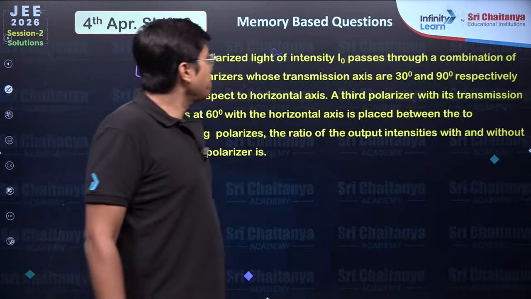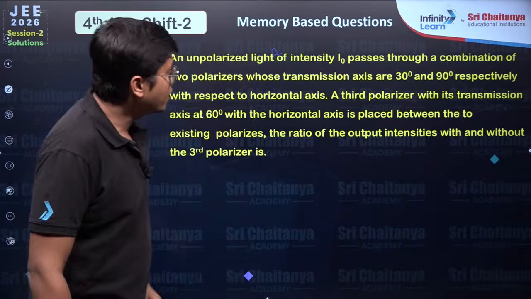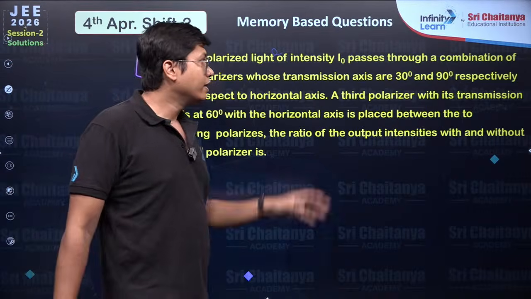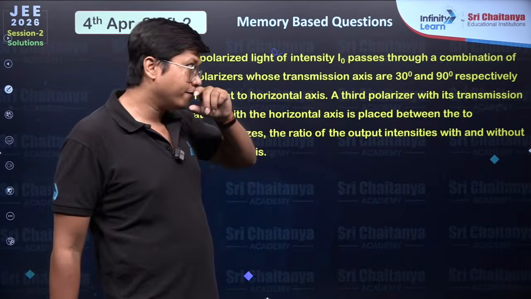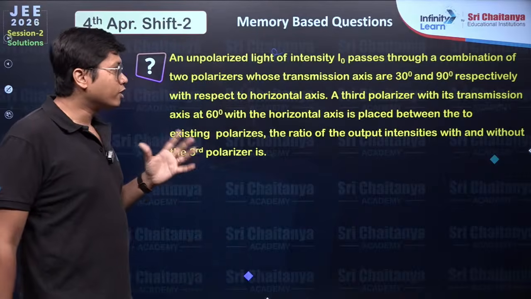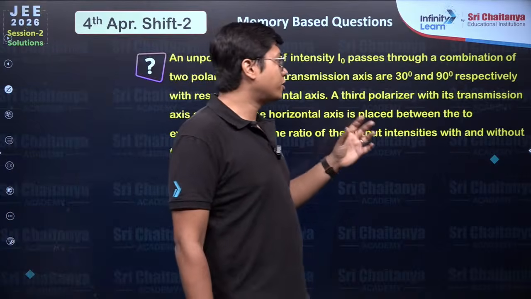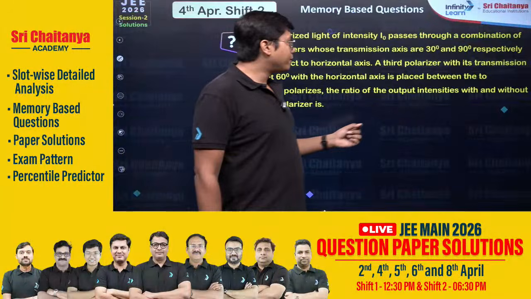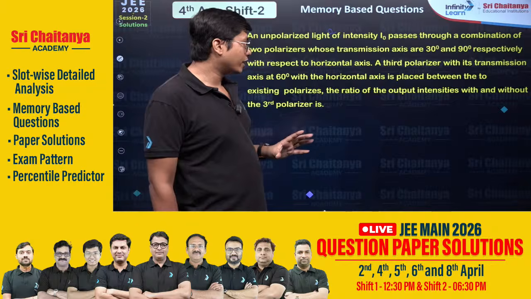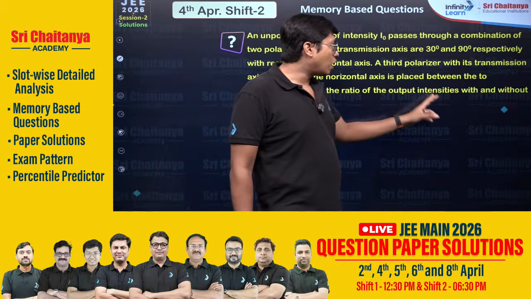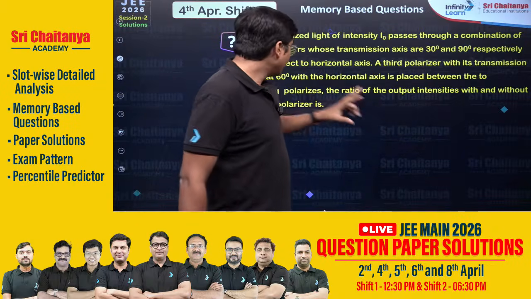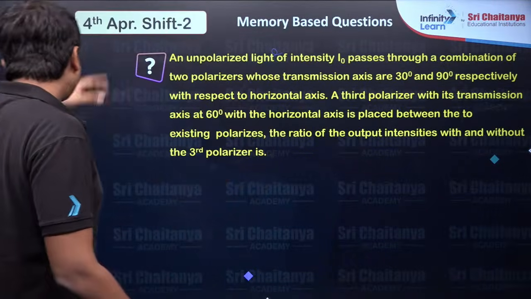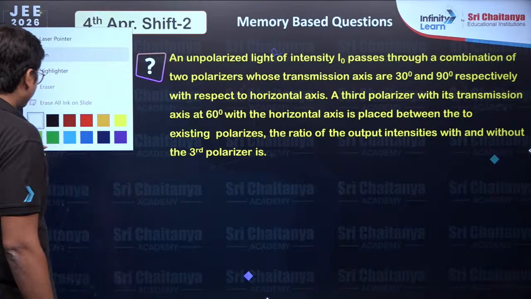Okay, this one says unpolarized light of intensity I naught passes through a combination of two polarizers whose transmission axes are 30 degree and 90 degree respectively, with respect to the horizontal. A third polarizer with its transmission axis at 60 degree with the horizontal is placed between the existing polarizers. Ratio of the output intensity with and without the third polarizer is how much? Okay, so let's visualize this setup.